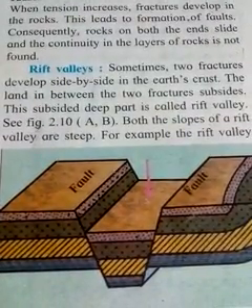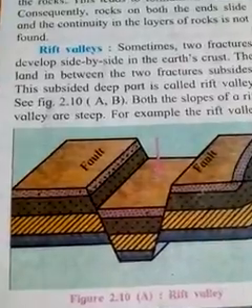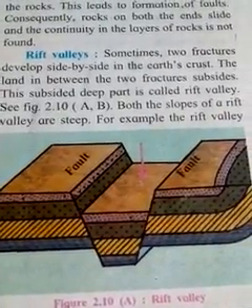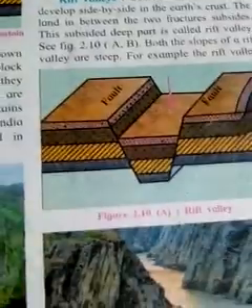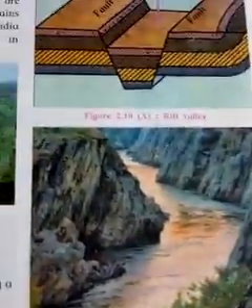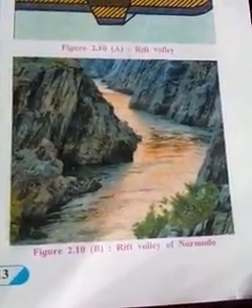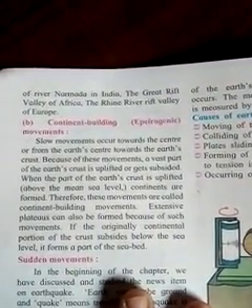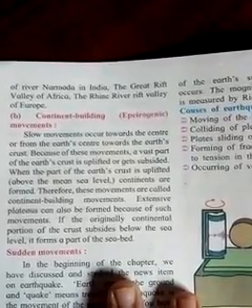In figure 2.10 AB, both slopes of the rift valley are steep. For example, the Narmada valley is also a rift valley. The rift valley of the River Narmada in India, the Great Rift Valley of Africa, and the renowned Rhine Rift Valley of Europe. Here some examples of these valleys are given.